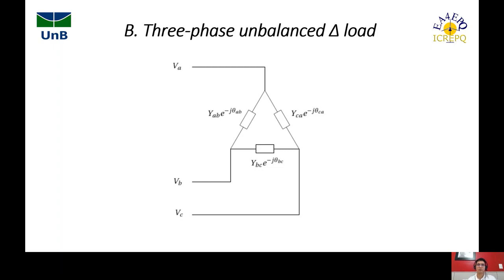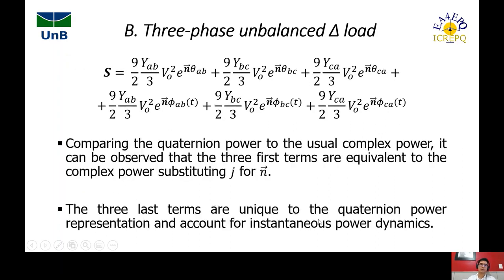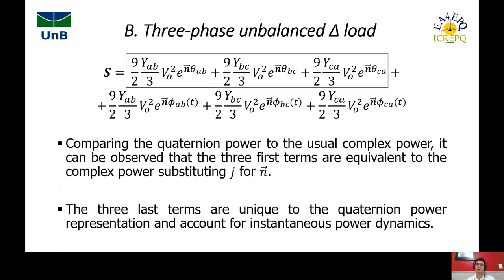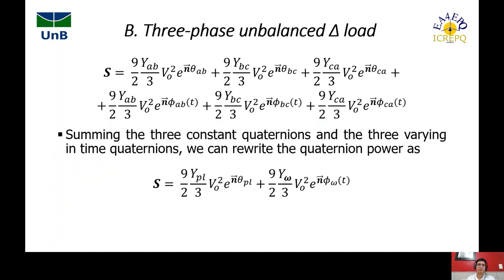Now we will be analyzing a three-phase unbalanced delta load, defined by its phase-to-phase admittances as well. The power quaternion of this load can be written as this equation, where the time-varying terms are described here. Comparing the quaternion power to the usual complex power, it can be observed that the first three terms are equivalent to the complex power, substituting j for n. The last three terms are unique to the quaternion power representation and account for instantaneous power dynamics.